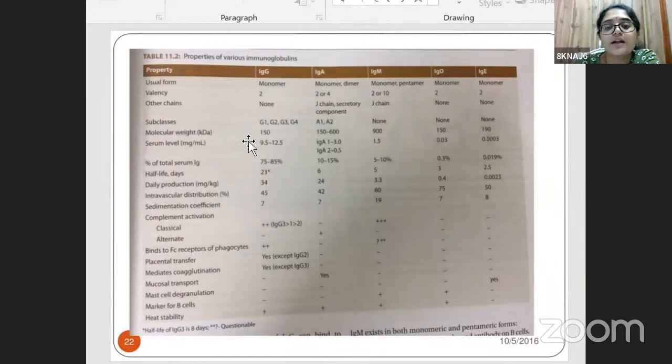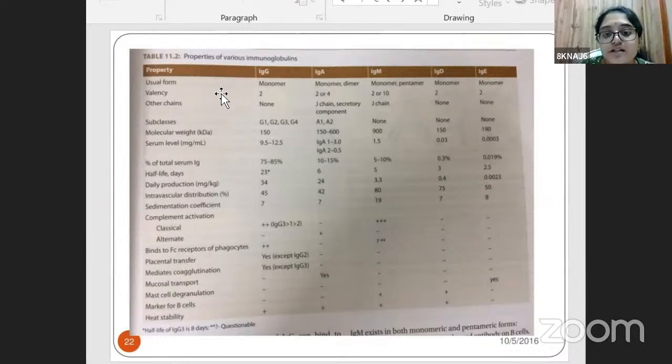Molecular weight is around 150 kilodaltons for IgG. It is around 150 to 600 kilodaltons in the case of IgA and around 900 kilodaltons for IgM. So this makes IgM the heaviest antibody in fact. IgD is around 150 and IgE is around 90 kilodaltons. So the levels in the serum are also given over here.